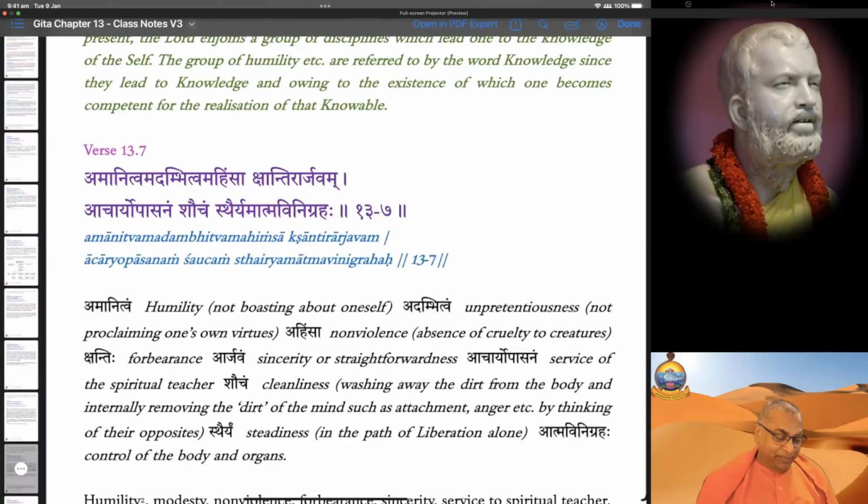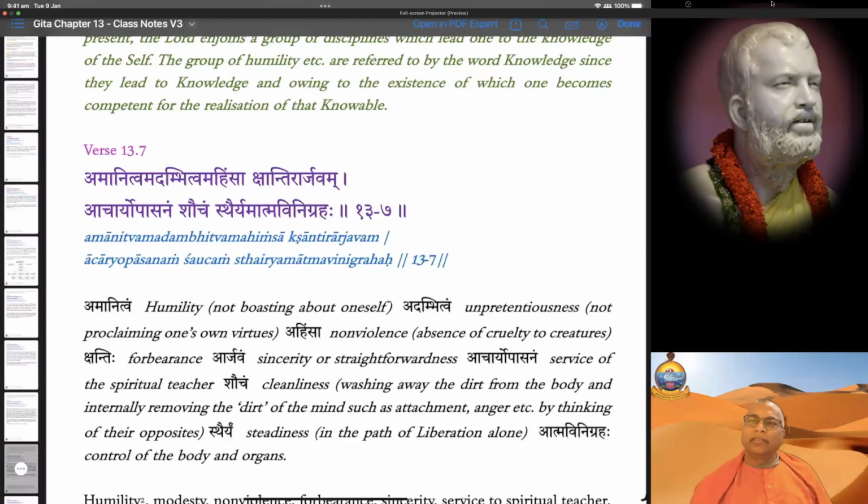So, shaucham, acharya upasanam, worship or service of the spiritual teacher. It's not that the spiritual teacher wants any service from you or something. It is basically an attitude of mind where you express your gratitude for the knowledge that comes through that channel. And the source is not the spiritual teacher, he's only the channel. The Vedic Rishis, the great teachers who experienced all those truths and captured them in the scriptures, they are the ones we express our gratitude to. And it's not giving some service to that person.